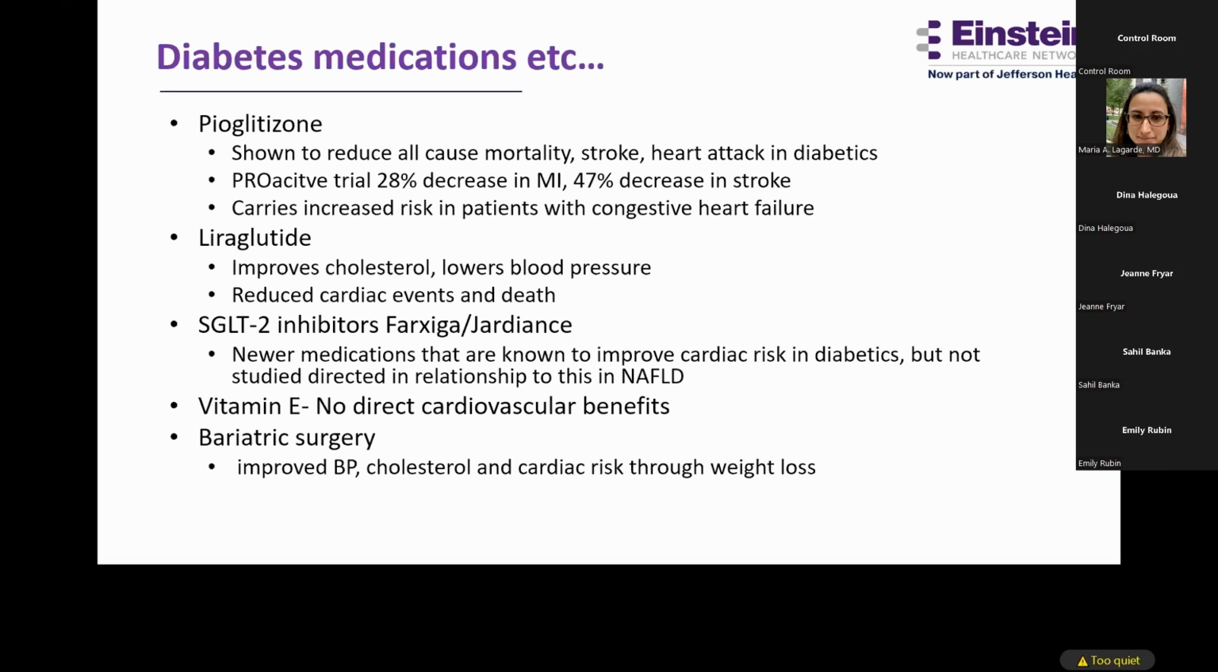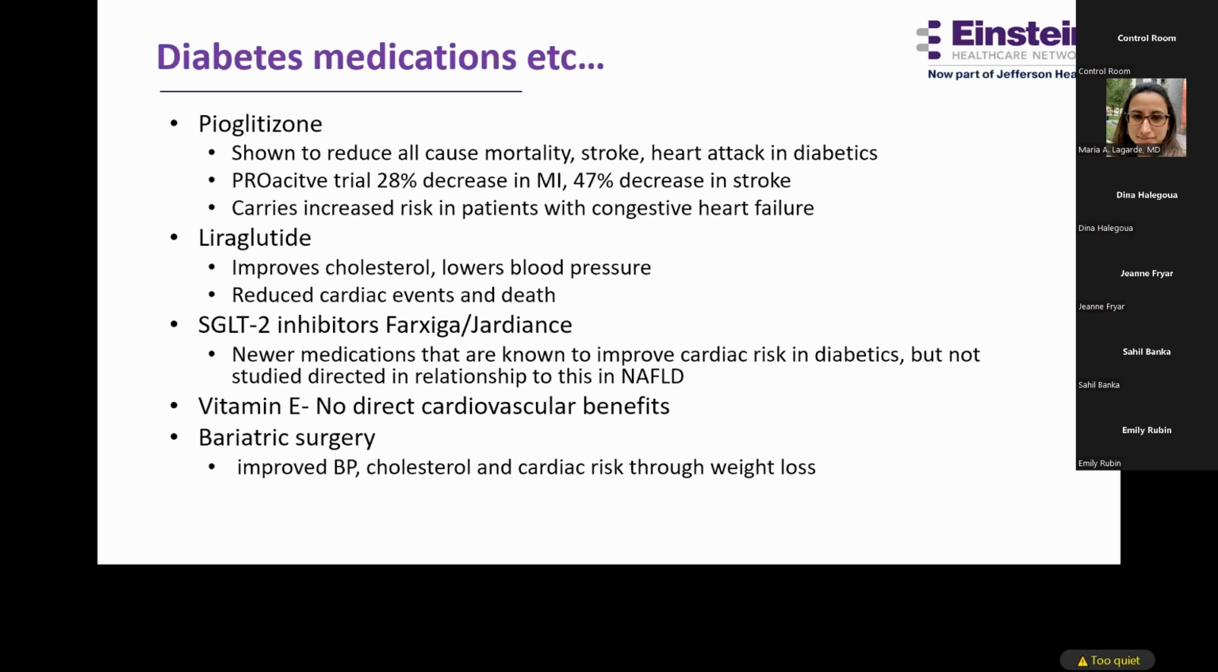Liraglutide is another medication for diabetes that improves cholesterol and lowers blood pressure as well, and shows reduced cardiac events. Some of the newer medications, which are really very popular right now in our field, especially with patients with kidney disease and heart disease, Farxiga and Jardiance, are called SGLT2 inhibitors, and they are known to improve cardiac risk in diabetics, but not really well studied directly with fatty liver disease patients.